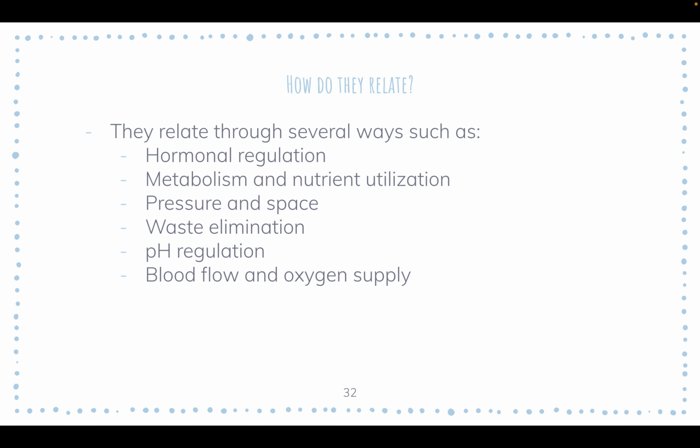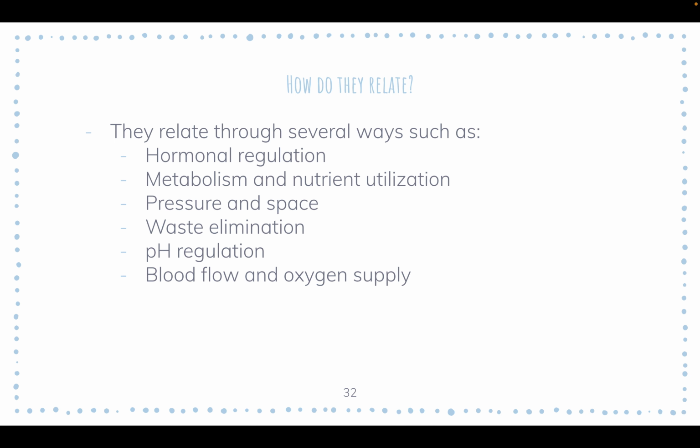hormonal regulation can affect all of these systems because the hormones that are produced by the reproductive system can affect the urinary system and hormones from the digestive system. For example, insulin from the pancreas can impact the metabolism and overall health. Metabolism and nutrient utilization come from the digestive system, which can support the functions of the reproductive and urinary systems.